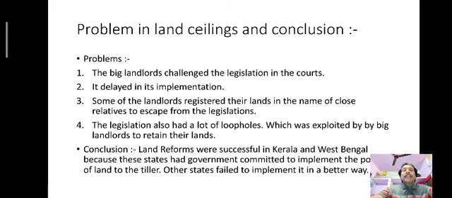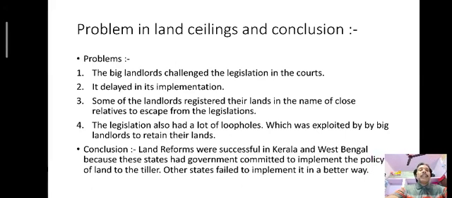What were the problems in land ceilings and conditions? Is it clear? It was not so easy to take the land from the hands of big farmers and distribute it among the landless farmers. It was not possible. Due to that, here I am going to discuss why the problem in land ceilings was present. First, the big landlords challenged the legislation in the court. Before implementing it, the government made particular rules and regulations, and that is known as legislation. As soon as it was implemented in the village areas, the big landlords challenged the legislation in the courts.